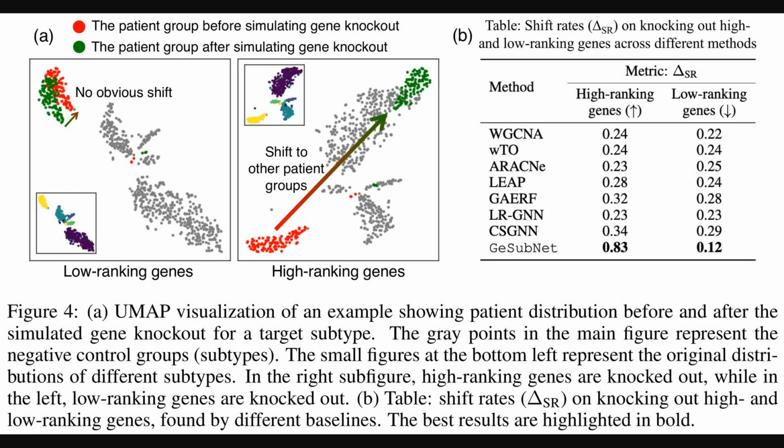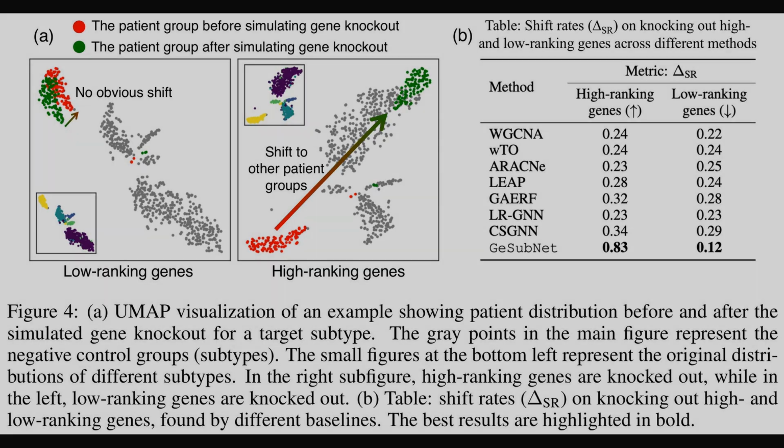Okay, so beyond just counting functions, Figure 4 tests the impact of genes identified by GeSubNet. Part A shows a UMAP visualization, knocking out high-ranking genes identified by GeSubNet, shown on the right, causes a significant shift in patient distribution, unlike low-ranking genes on the left. Then, Part B quantifies this shift rate. GeSubNet achieves a much higher rate, 0.83, for its high-ranking genes compared to baselines, validating its ability to pinpoint truly impactful genes.